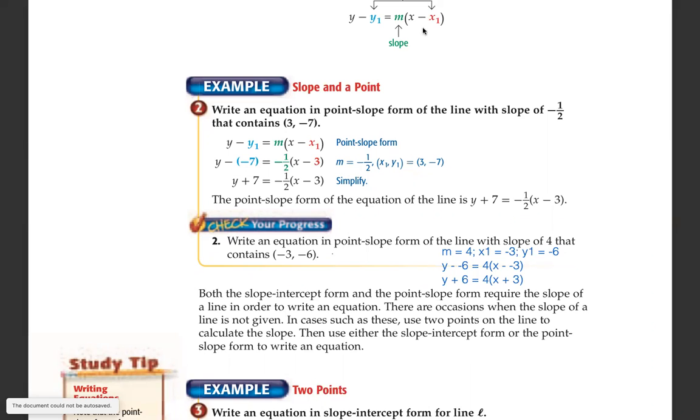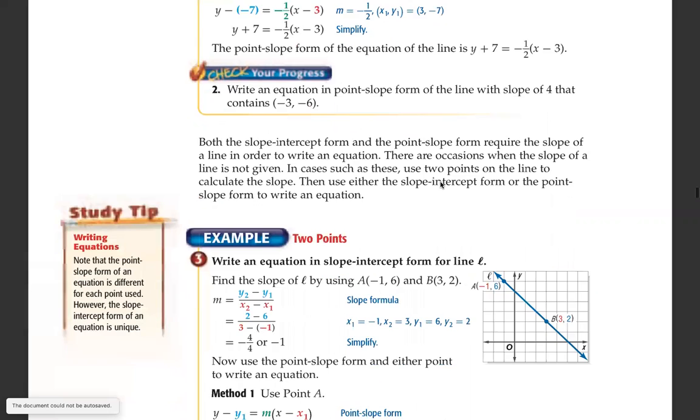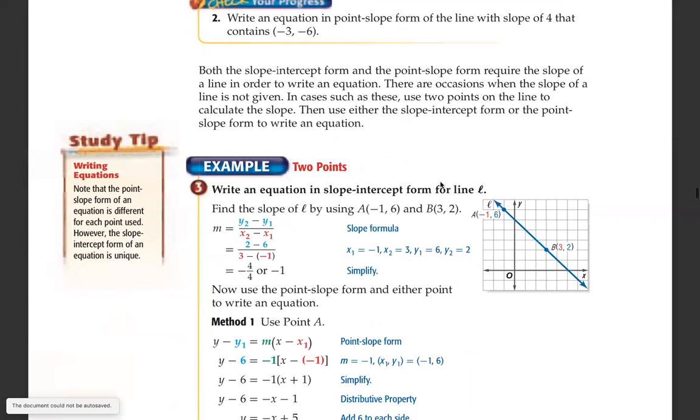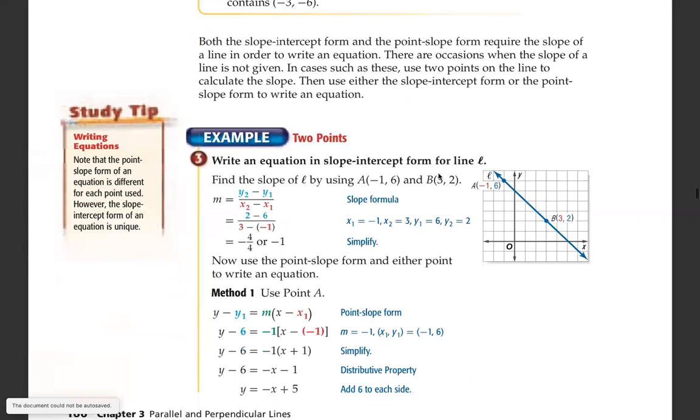Okay, now next, let's go to writing an equation of a line when you're given two points. So what if you're given two points? How are you going to write the equation of the line? Okay, so that is two points.